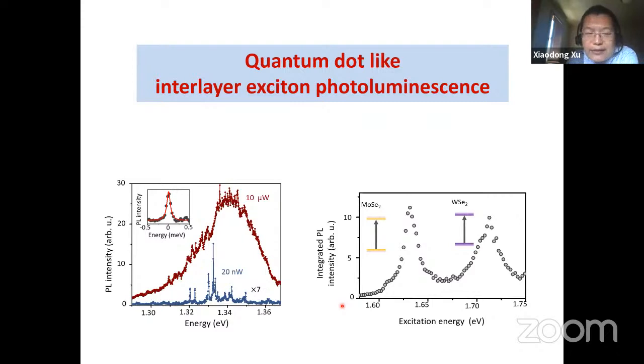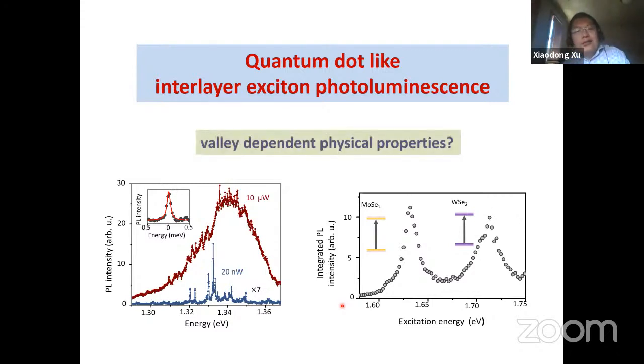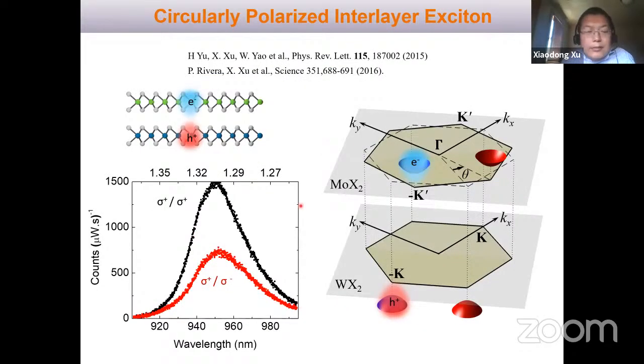But even myself, when I first saw these, I was not convinced they came from Moiré potentials, because the simplest explanation would be that the emission is coming from defects. They just look like defects. So how do we know they're not defects? How do we know they're really Moiré potentials? The first thing is we should go back to look at the valley-dependent physical properties, because defects cannot give you valley-dependent physics. And let me remind you, for valley-dependent physics, the first signature we should look for is circularly polarized photoluminescence.